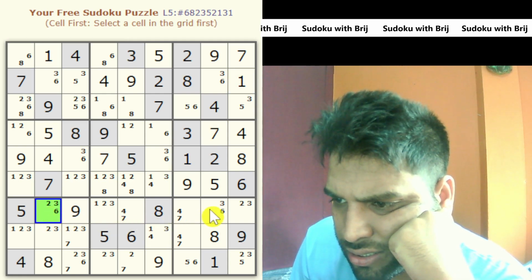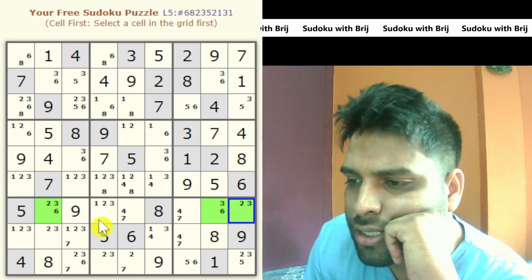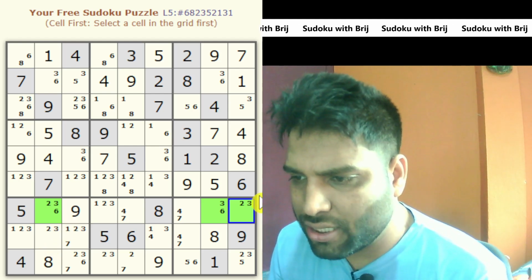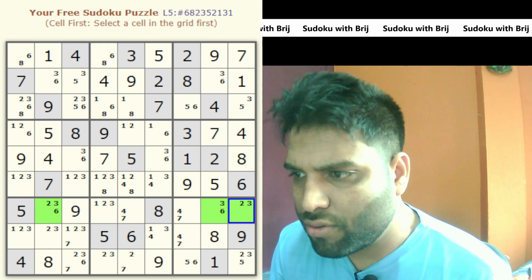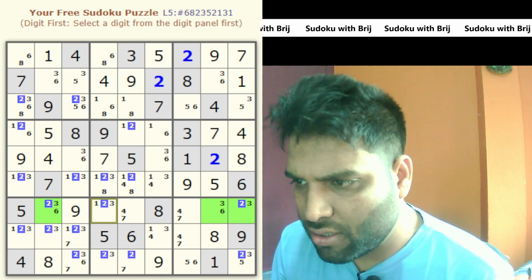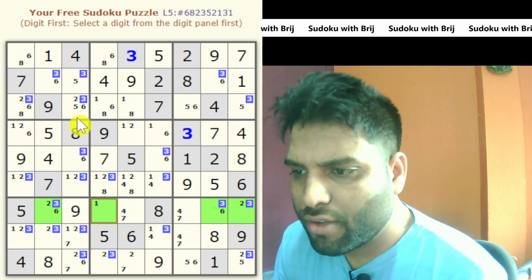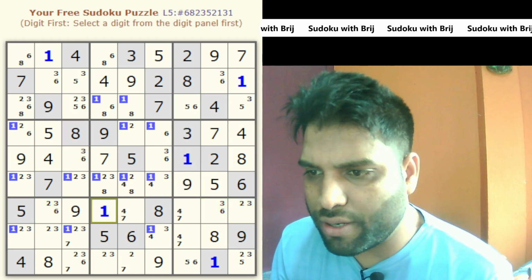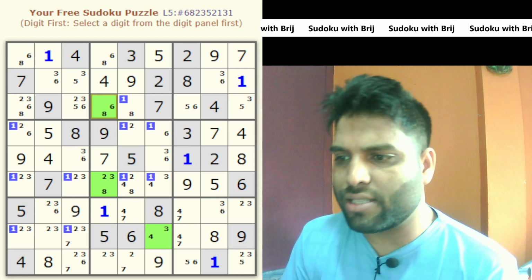There is 2 3 6, there is 3 6, and there is 2 3. So in this row 7 there are 3 cells containing 3 digits, which are 2, 3 and 6. So now we can remove 2 from here and 3 from here. So the only possibility in this cell is 1, so I can put 1 over here. So now I can remove 1 from this cell and 1 can be removed from these two cells.